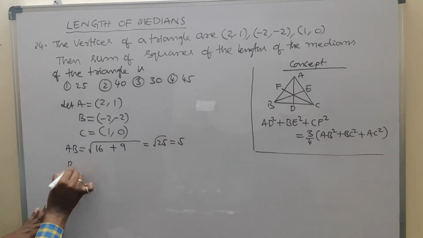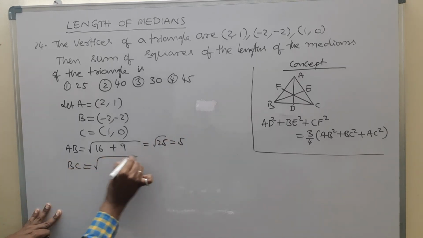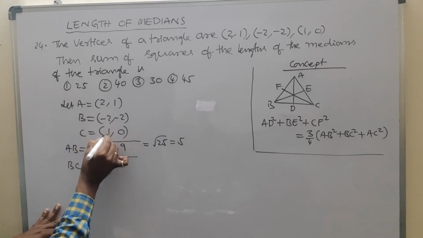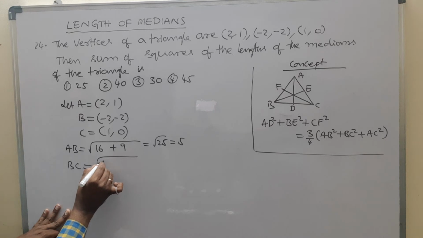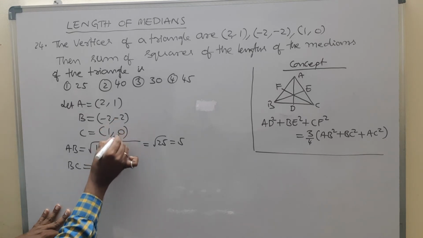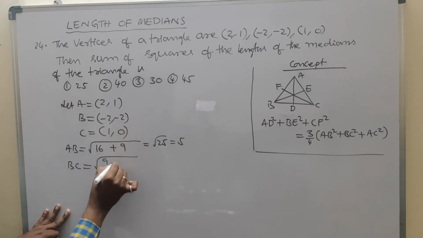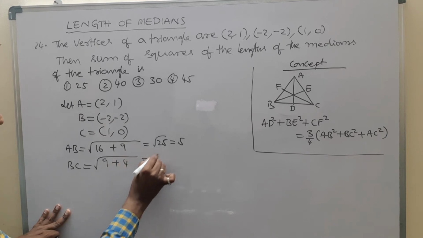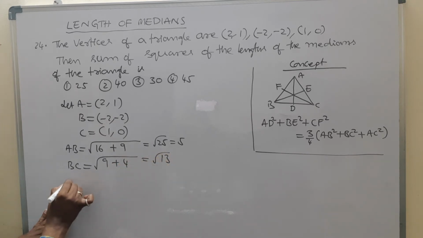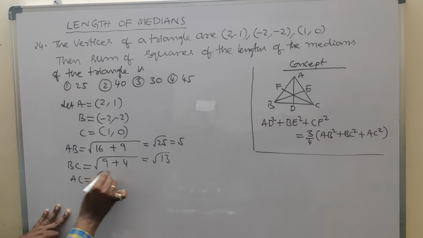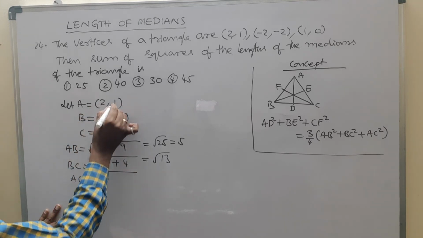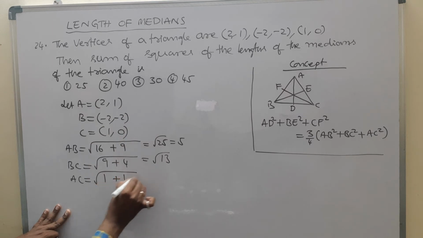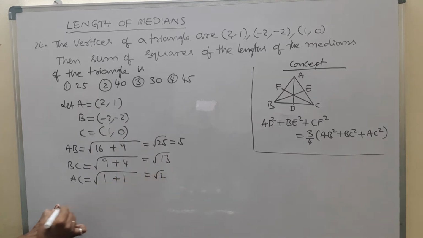Next to find BC. BC length: minus 2 minus 1, minus 3. Minus 3 whole square, 9. Minus 2 minus 0, minus 2 whole square, 4. 9 plus 4, root 13. Next to find AC. Square root of 2 minus 1, 1; 1 minus 0, 1. 1 plus 1, root 2.